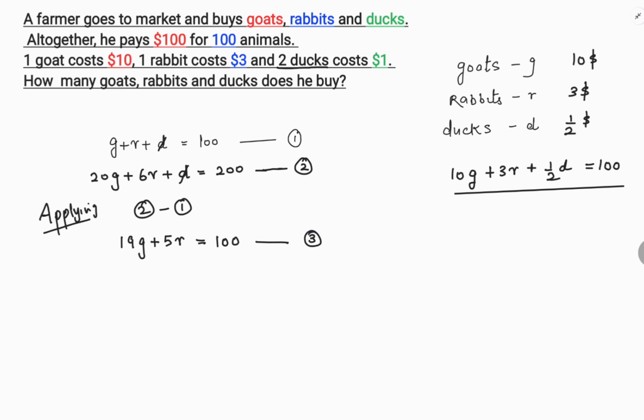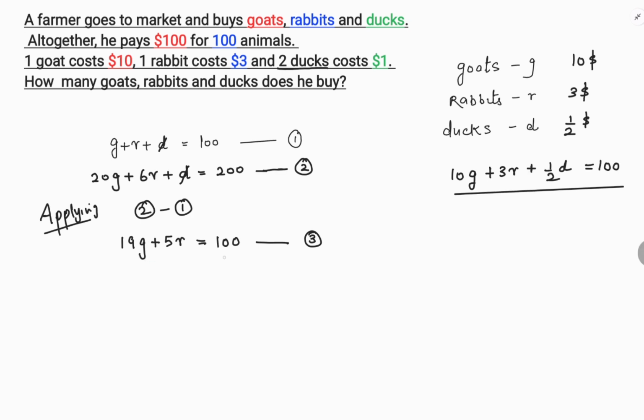Okay, now we need to come to a conclusion that because we have now just one equation, 19G plus 5R is equal to 100. So what can we do now? So now we need to analyze this equation only. So I have that 19 times G plus 5 times R is equal to 100, right? Okay, so if suppose he buys 10 goats, then what will happen? This will be 19 times 10 is 190. He has only $100, right? So he cannot buy 10 goats.